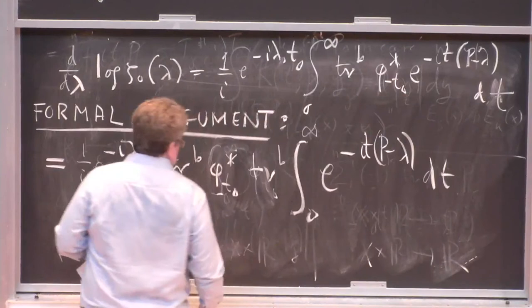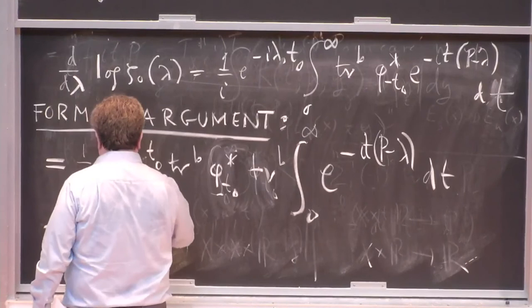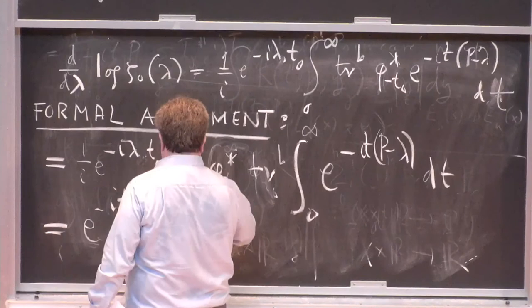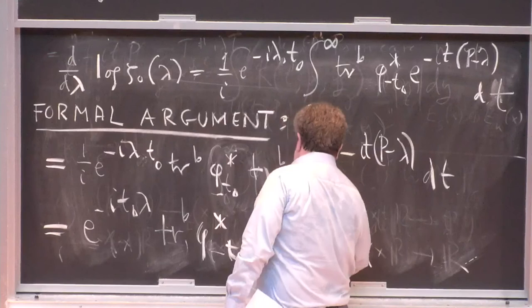So this is now the flat trace of the integral from 0 to infinity of e to the minus itP minus lambda dt. But again, formally, we know what this is. We apply the methods of calculus. The i's cancel, and what we get is e to the minus i t naught lambda times the flat trace of phi t naught minus t naught star, P minus lambda inverse.